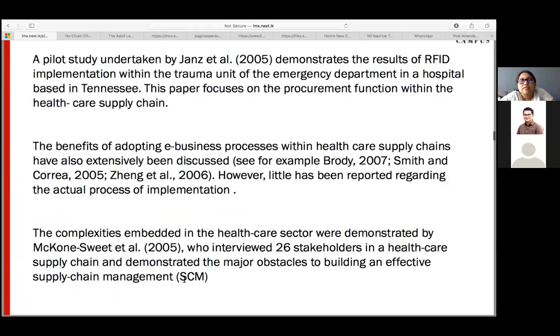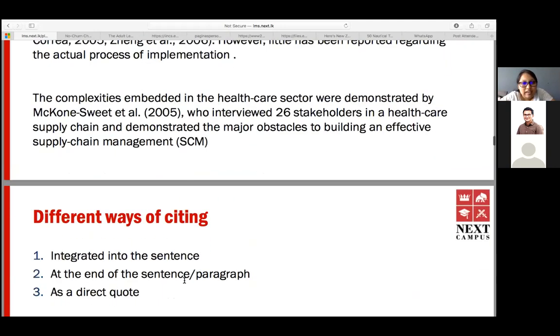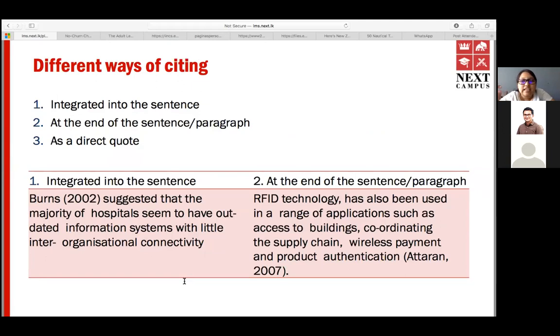And also, guys, when it comes to citing references, it's very important to not make it so monotonous, right? Sometimes when you read something, it's like, this one says, this one says, this one says, the same format again and again. So there are different ways of citing, different ways of taking somebody's idea and putting it into your work, right? Sometimes you integrate it into the sentence itself, like this. Burns suggested, Burns is the author, then the year of the reference, that the majority of hospitals seem to have outdated information systems. That is, the name of the author is also part of your writing.